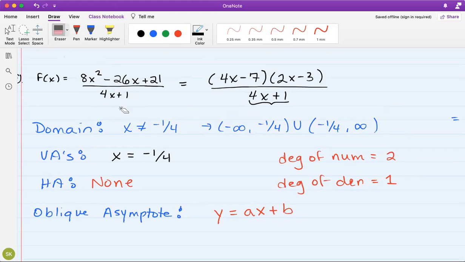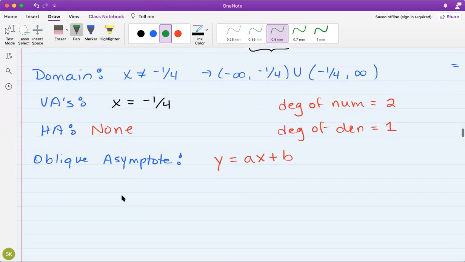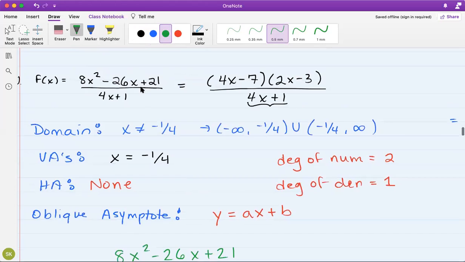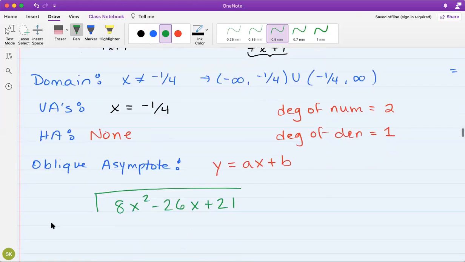And I'm going to get something that's going to be a number times x plus just a constant, and then I might get a remainder. But if we get a remainder, we just don't even worry about the remainder. We just cross it out. Let me show you what I mean. So I'm going to write this fraction down here. So I'm going to do long division, 8x squared minus 26x plus 21. That's the numerator. I'm going to divide that by 4x plus 1.